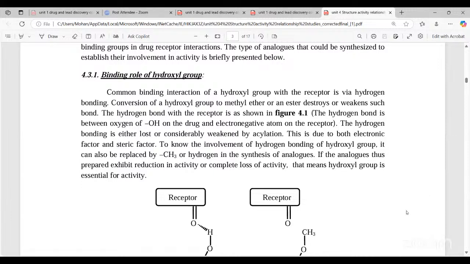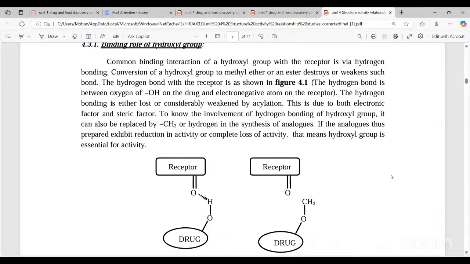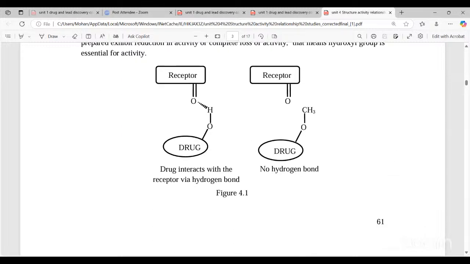If the analogs thus prepared exhibit reduction in activity or complete loss of activity, that means the hydroxyl group is essential for activity.